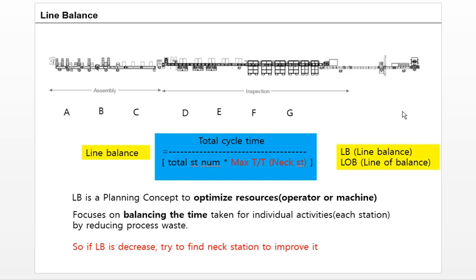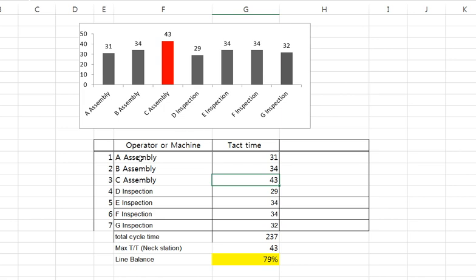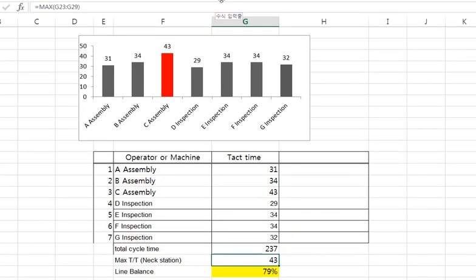Okay, let me explain with a real calculation example. A, B, C is the assembly line, and D, E, F, G is the inspection line. For example, the takt times are like this. The total cycle time is the summation of all the takt times, and the max takt time is the largest takt time. This one is the max takt time.